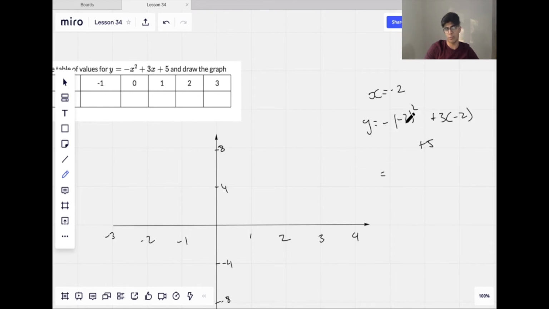So -2 squared becomes 4, and then the minus sign stays, so -4. 3 times -2 is -6, plus 5. So that's -10 plus 5, which is -5. And then we can fill that out here.